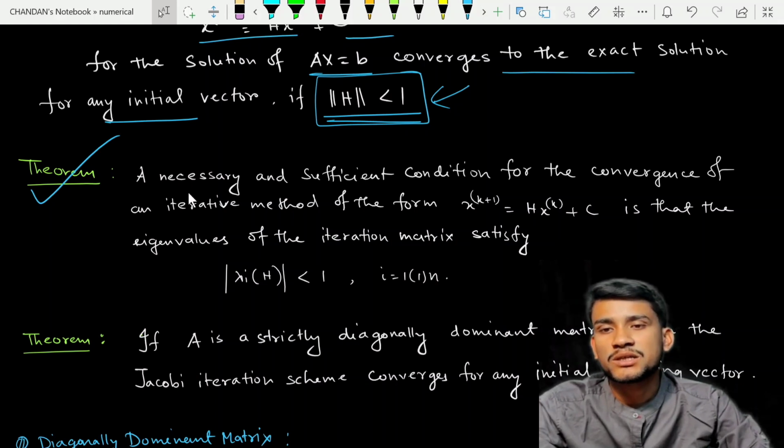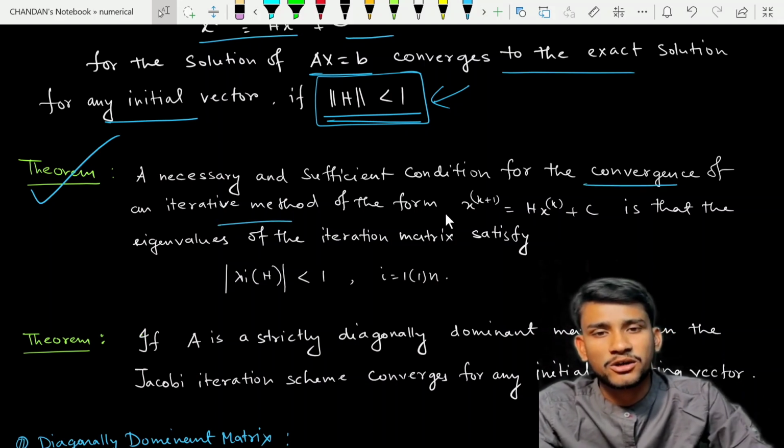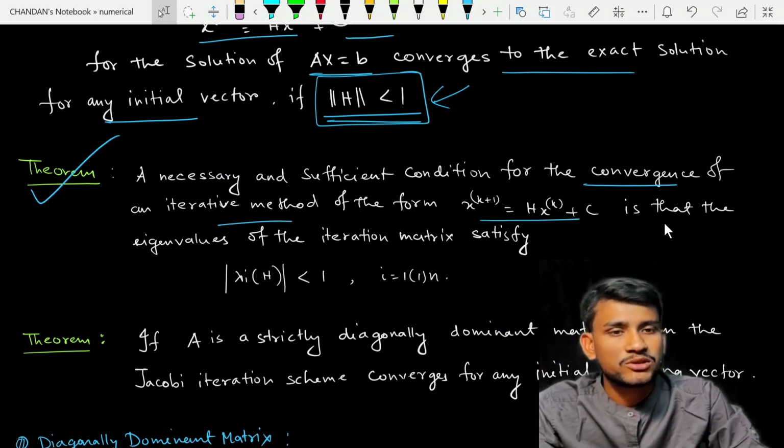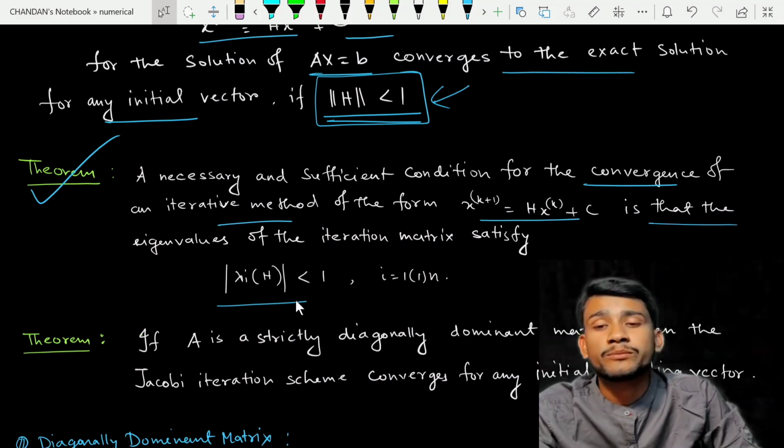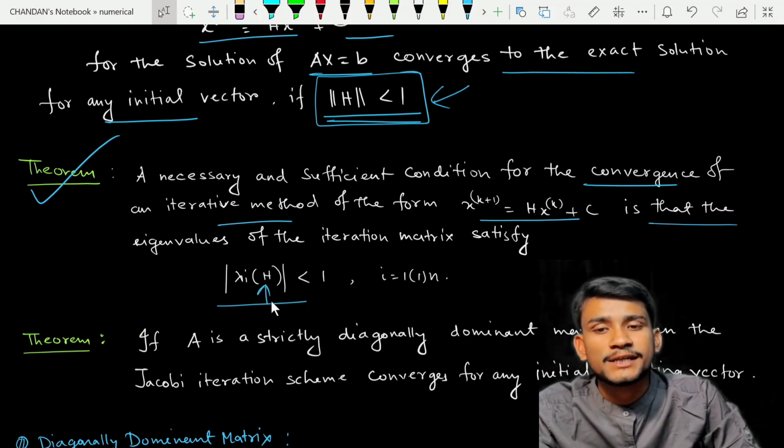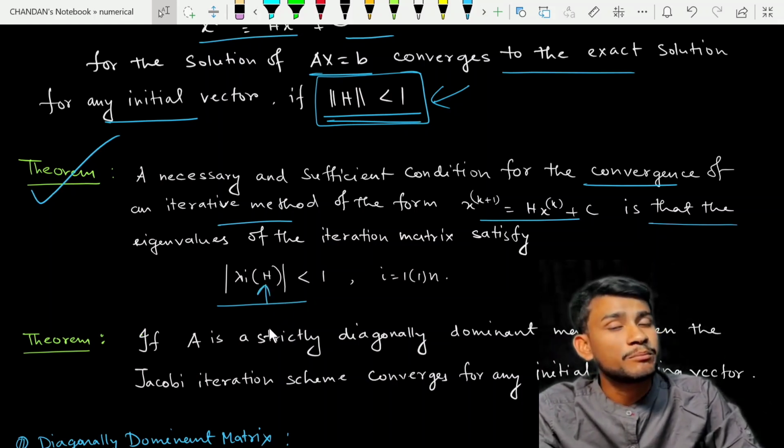The next theorem says that a necessary and sufficient condition for the convergence of the iteration method of this form is that |λi(H)| is less than 1, that is, all the eigenvalues of the iteration matrix H are less than 1 in magnitude.